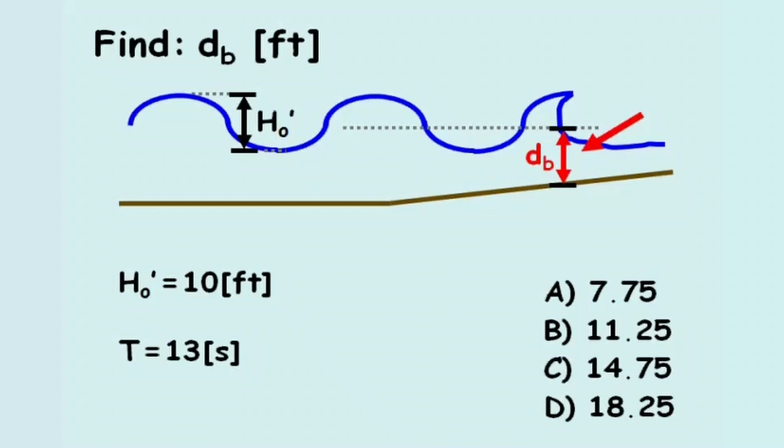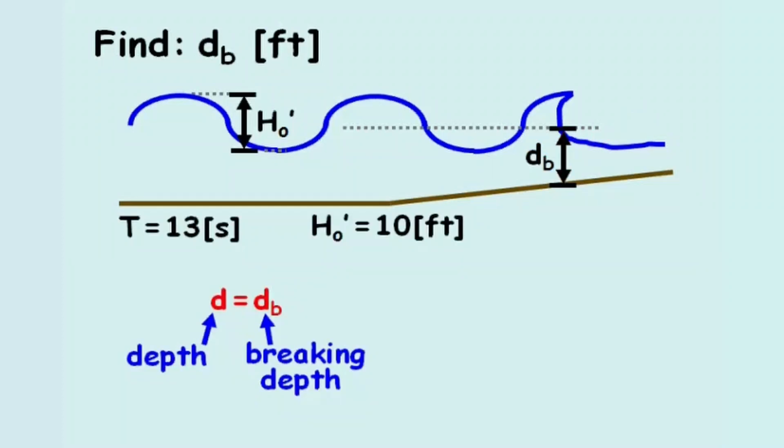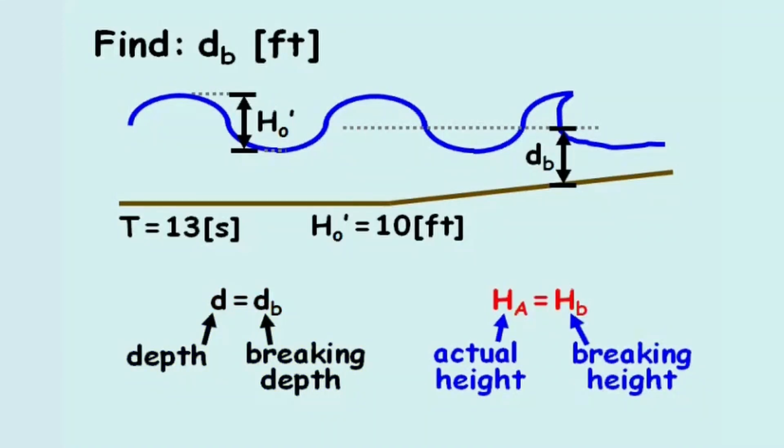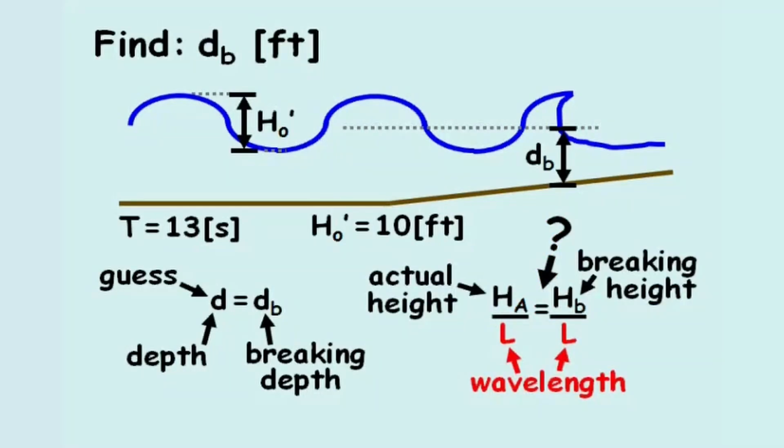The depth of water, d, equals the breaking depth, dB, when the actual height of the wave, HA, equals the breaking height of the wave, HB. Therefore, we can solve for the breaking depth by guessing values for the depth, d, and then checking whether or not the actual height equals the breaking height. For computational convenience, we'll divide these height terms by the length of the wave, L.